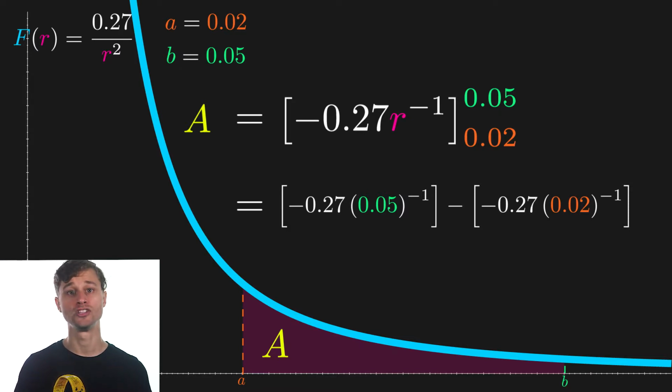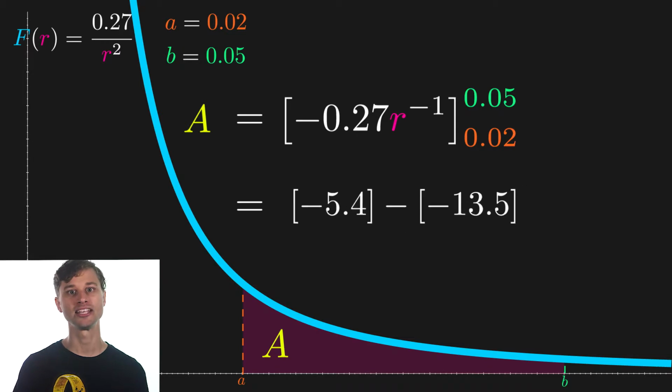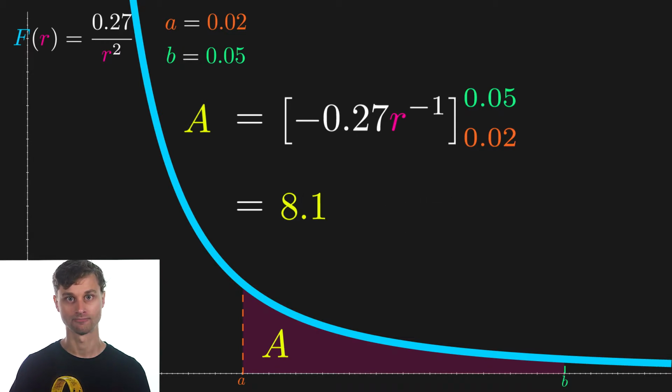Now all we need to do is do a little bit of algebra and simplify this problem down. I can take the reciprocal of 0.05 and the reciprocal of 0.02 and then multiply each of those by negative 0.27, and I finally arrive at my final answer. The area under the curve is equal to 8.1 units.